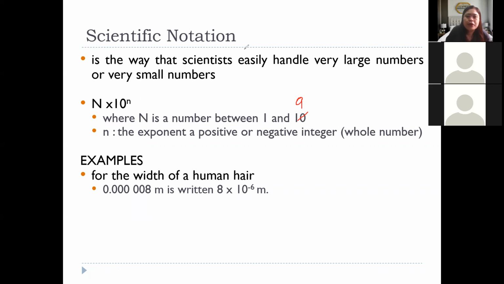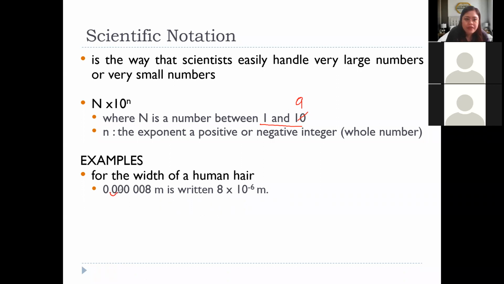So how are we going to do that, class? Remember, in scientific notation, we will just move the decimal place. We will move the decimal place in such a way that the capital letter N will be between 1 to 9. So just like this, if we move this, of course we will be going to the right, so that the base will become 1 to 9.